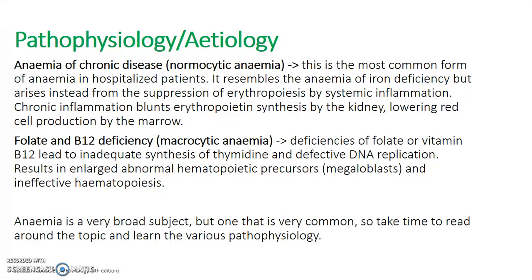Macrocytic anemia is the folate and B12 deficiency. So because you've got deficiencies of folate or vitamin B12, it leads to inadequate synthesis of thymidine and defective DNA replication. So this results in enlarged abnormal hemopoietic precursors and again ineffective hemopoiesis, so production of the red blood cells.